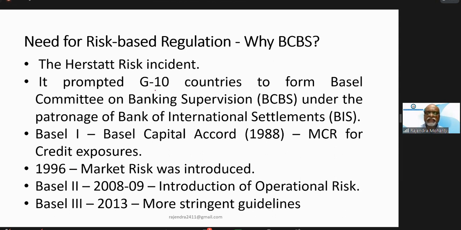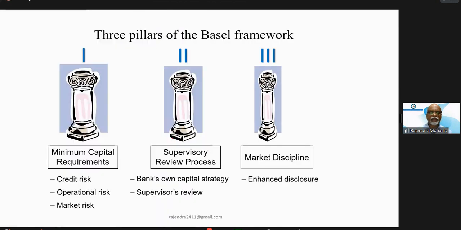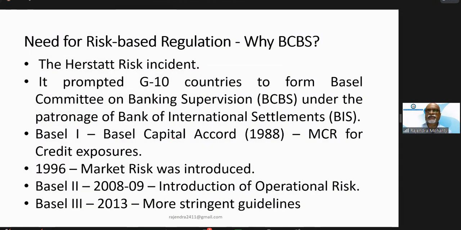Okay, so these are the basic things behind the formation of the Basel Committee on Banking Supervision, or BCBS, under the patronage of the Bank for International Settlements and the G10 countries. They are the pioneers in bringing out this Basel Accord. And this has helped the entire banking and financial industry. Now we can see that rarely some banks are failing. Very small banks are failing.